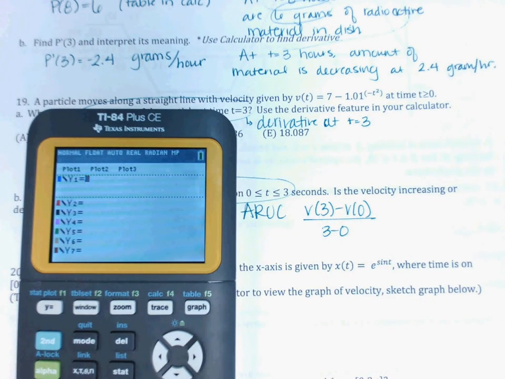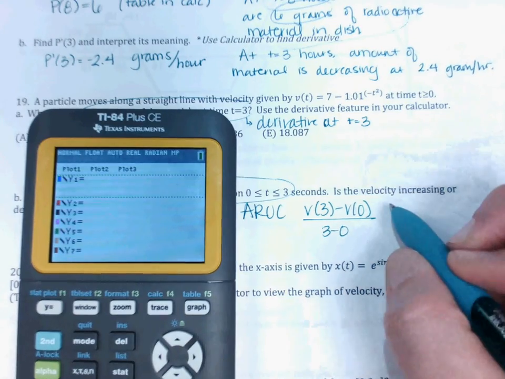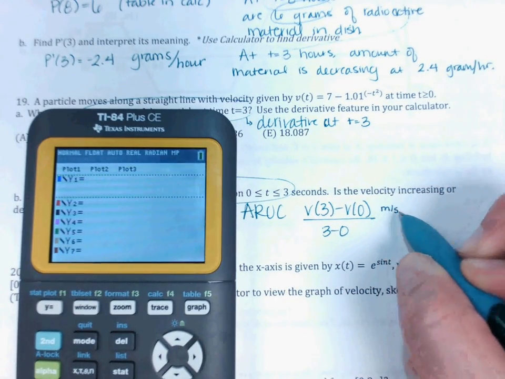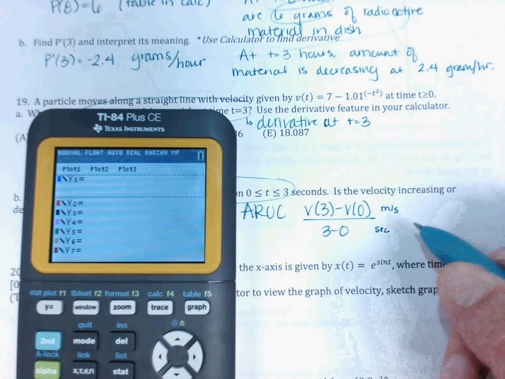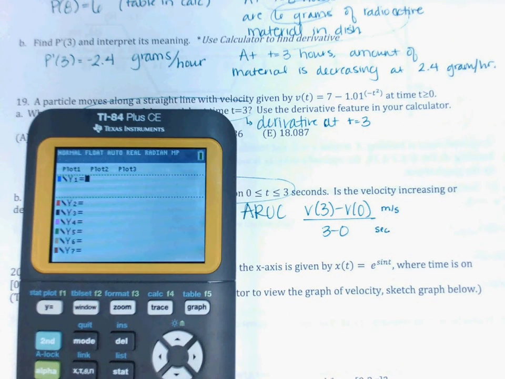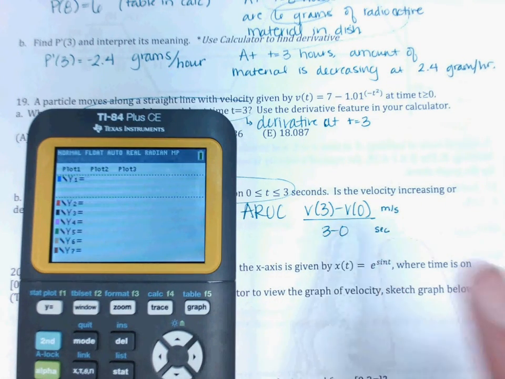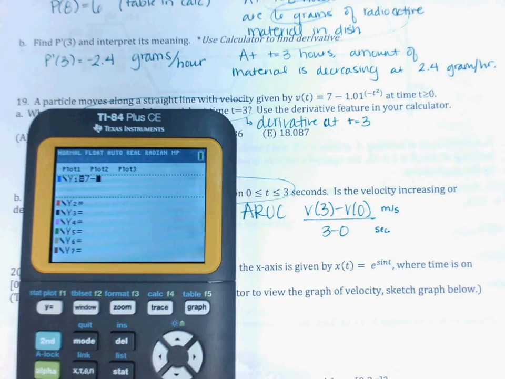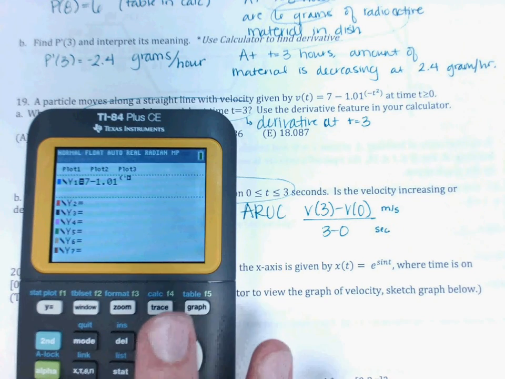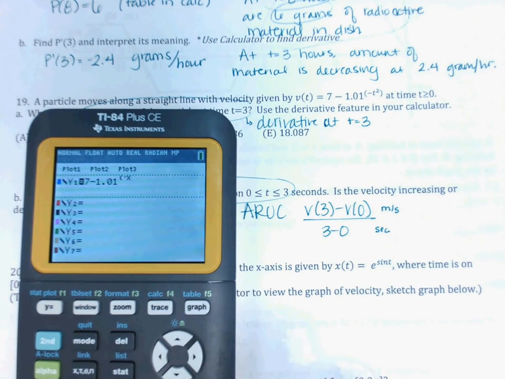Okay? Also, you can think about units. If velocity is meters per second and I divide by seconds, that gives me meters per second squared. Is that an acceleration? Yes. What if I put acceleration here? It would be meters per second cubed. You don't want that. Okay? So it's 7 minus 1.01 to the power of negative x squared. Okay, just like that.